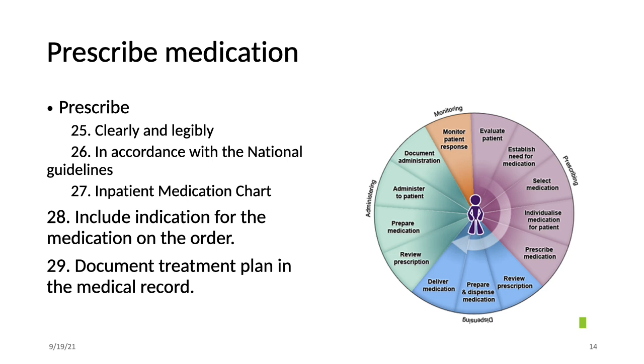Include the indication for the medication. Sometimes this helps other people, the pharmacist and nurse, to make sure the dose is appropriate. For example, ceftriaxone in pneumonia or meningitis has different doses. Document treatment plan in the medical record.